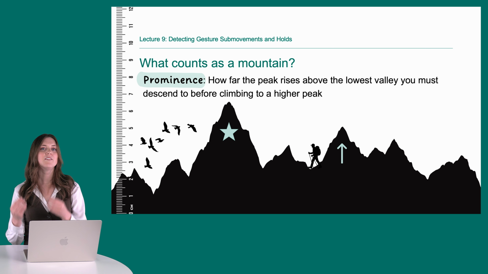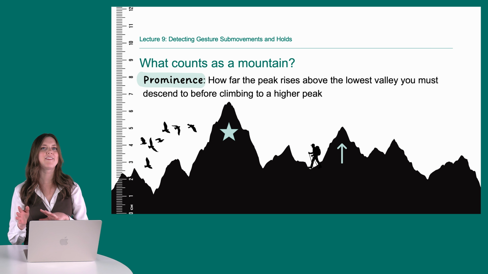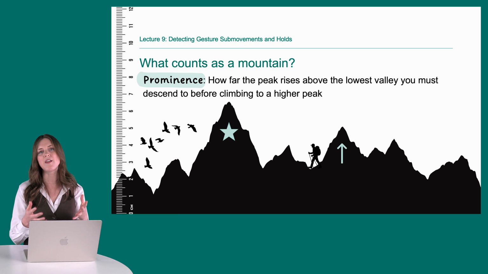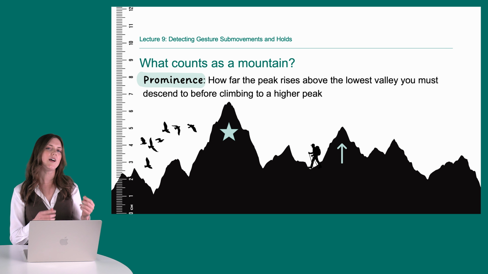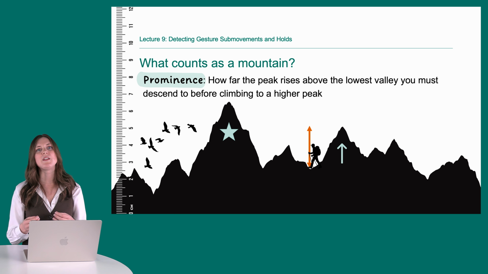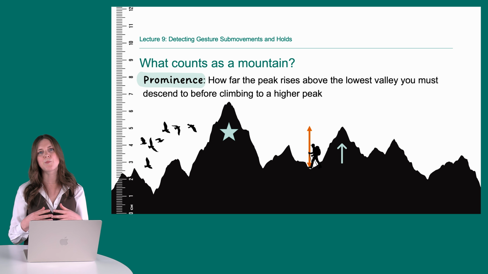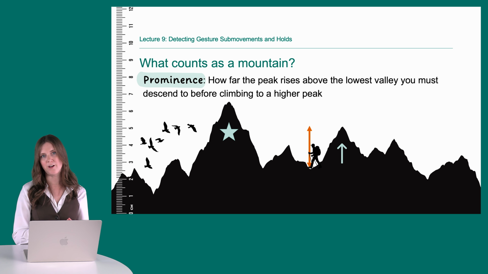Now we need to find the lowest point the hiker must descend to before climbing to this higher peak. We look at the entire path between these two peaks and we find the lowest point in that path. We have 2 valleys between these peaks, but the first valley is a little bit lower. The difference between the peak height and this valley gives us the reference level on the left side. The height is represented by the length of the orange arrow.